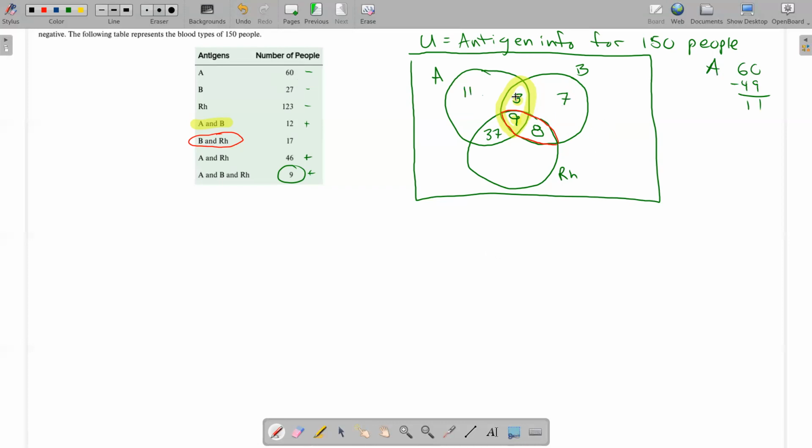Double check by counting them in a different direction. 7 and 8 is 15. 15 and 9 is 24, 25, 26, 27. Yep, there's my 27 who have the B antigen.